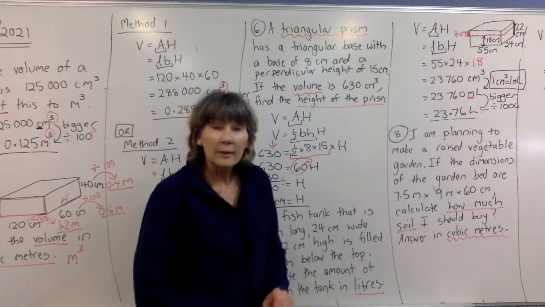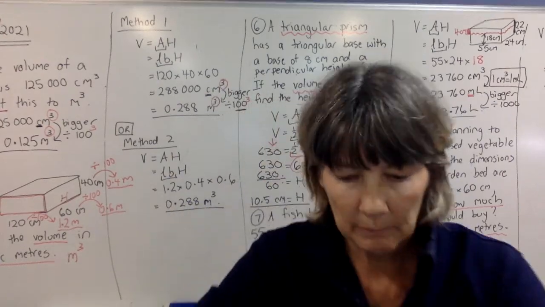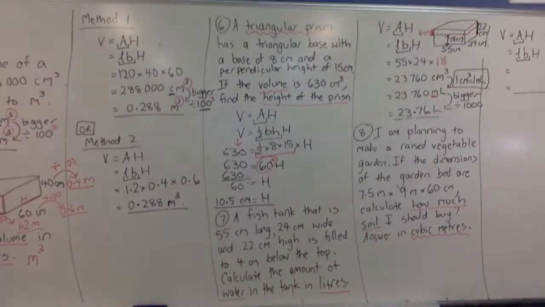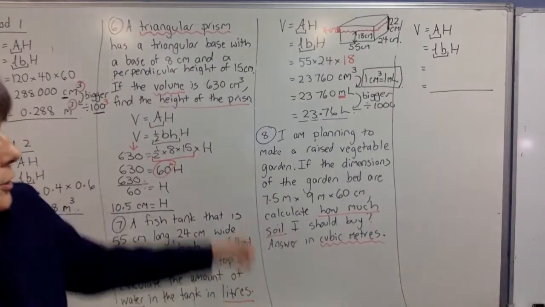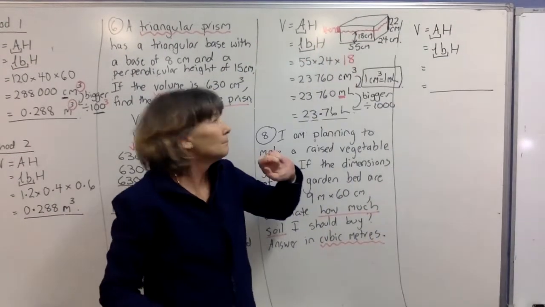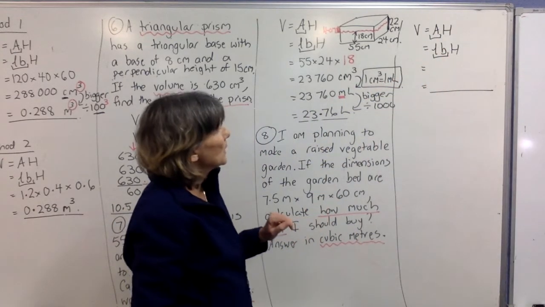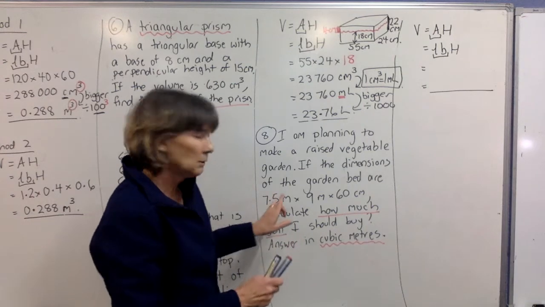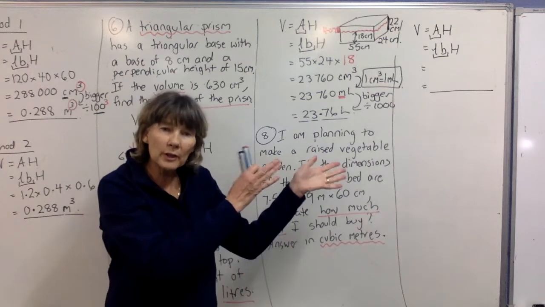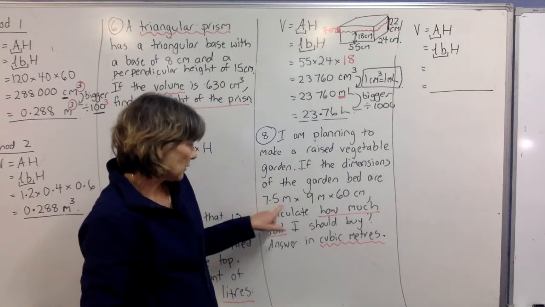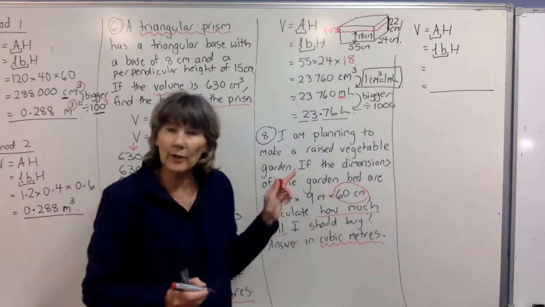Okay, so the raised vegetable garden is a rectangular prism. So for the working, just move over here to have a look. So for the working, we are going to do volume of a prism formula, put the area of a rectangle formula in, V equals LBH, and now I'm going to take notice of what this says, cubic metres. So I want everything going in metres. So these two are okay, but this one is not. So I need to convert that to metres.